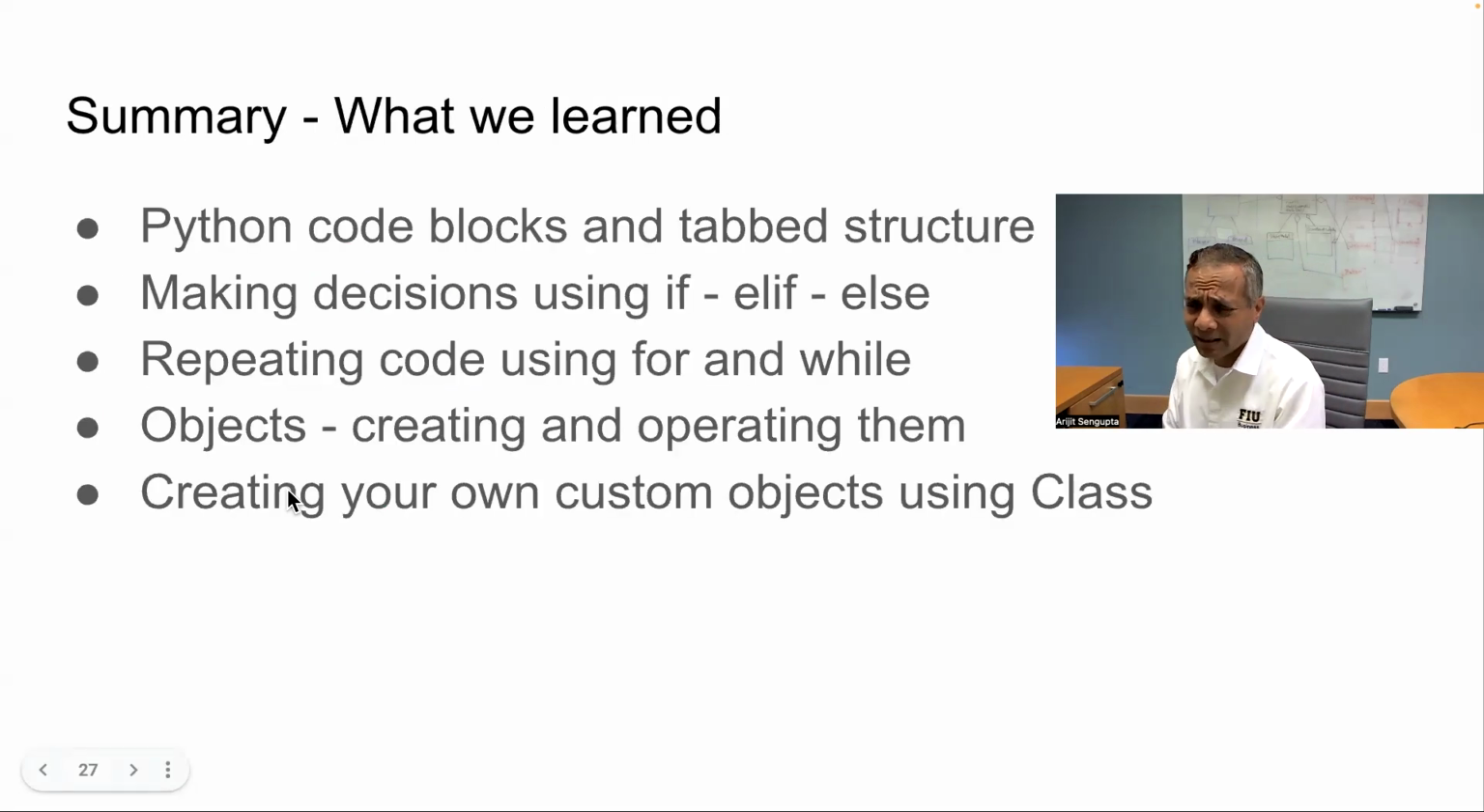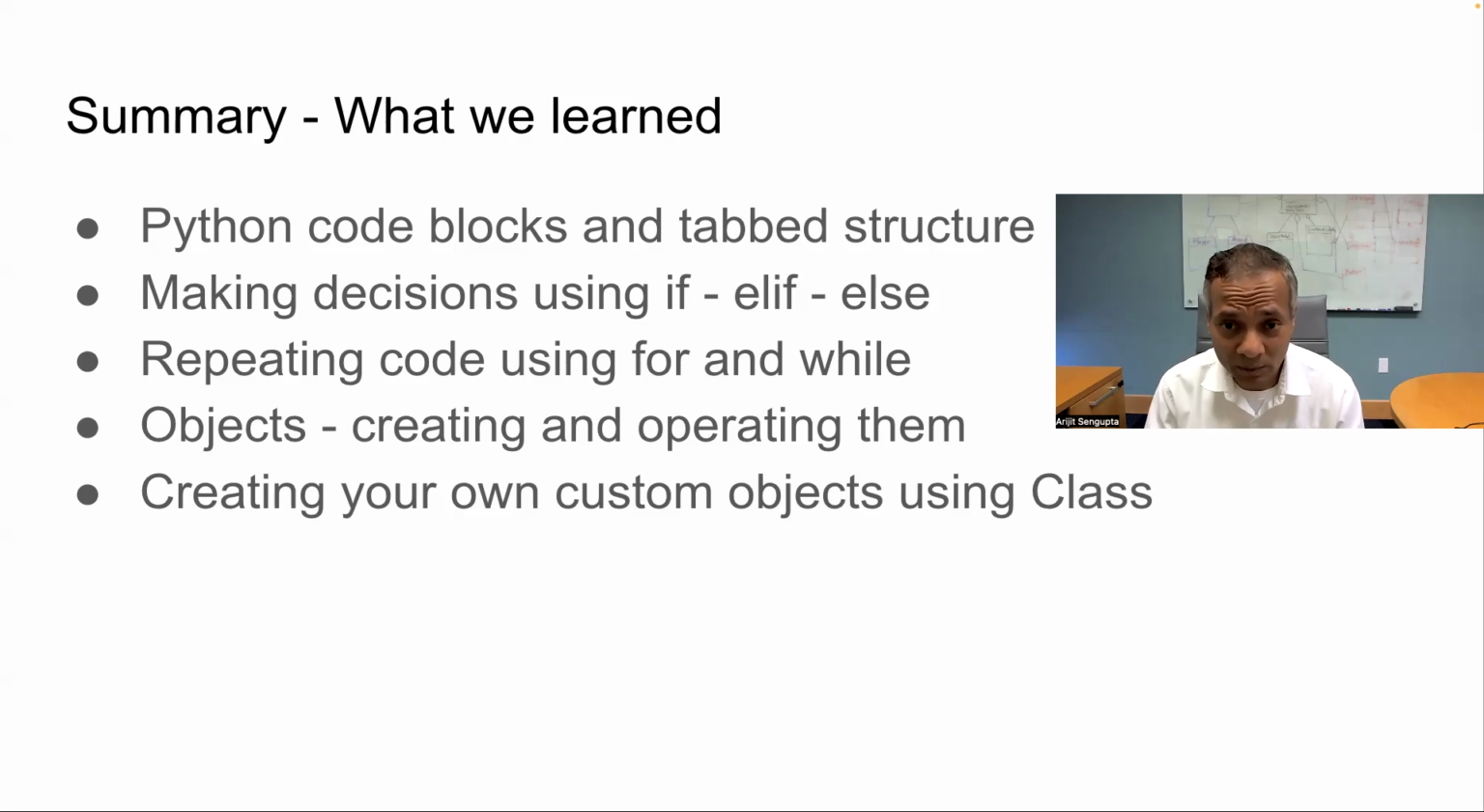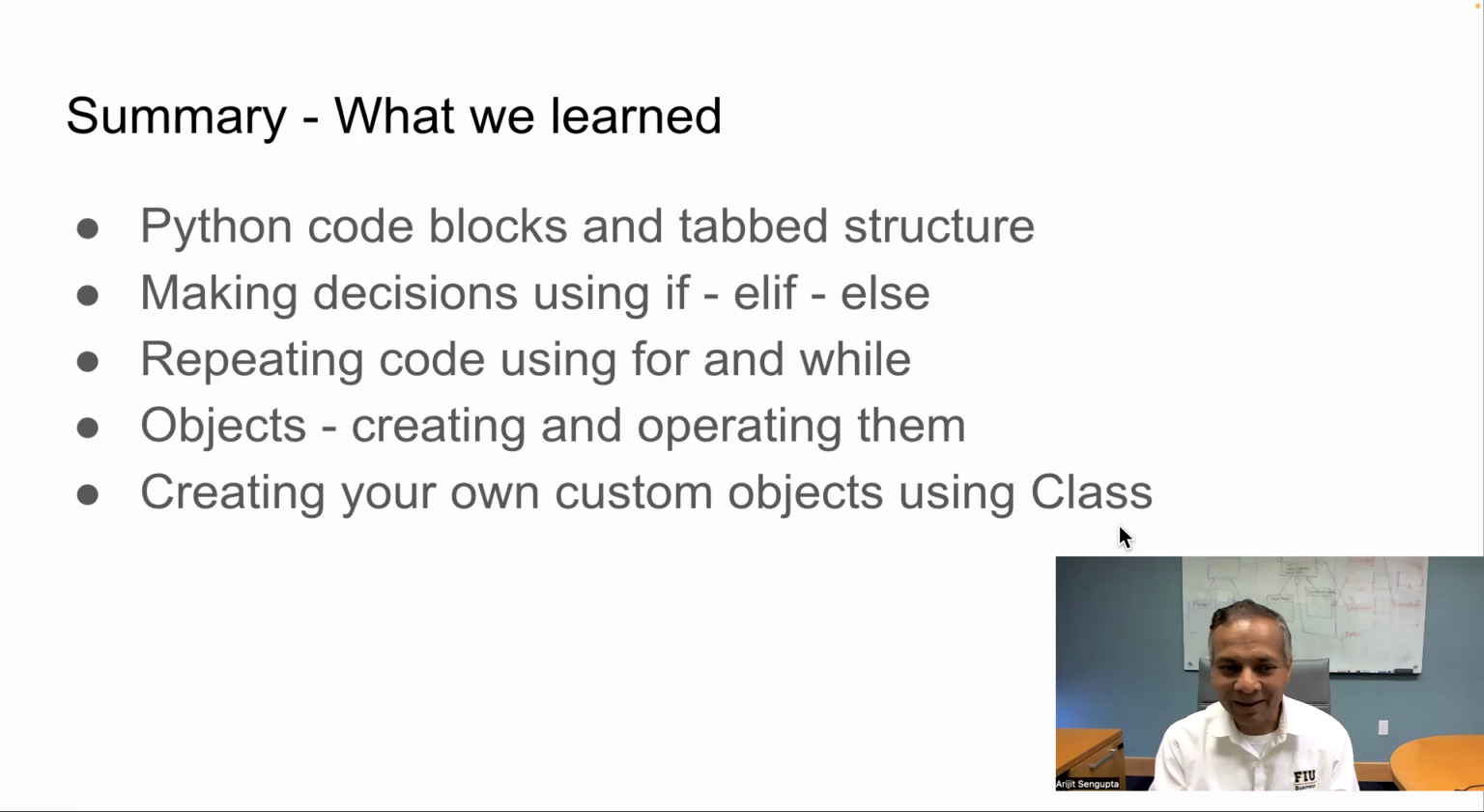So that's basically all we are doing for today. What we learned is we looked at Python code blocks and the tab structure. So remember, that is extremely important. Many of you who are new to Python, as you work with it, will end up seeing error messages just because your code is not tabbed right. We saw how we make decisions with if, elif, and else. We saw how to repeat code using for loops and while loops. And we saw a very simple example of creating and operating with your own objects and classes. So that was useful, and we're going to see you soon in the next video.